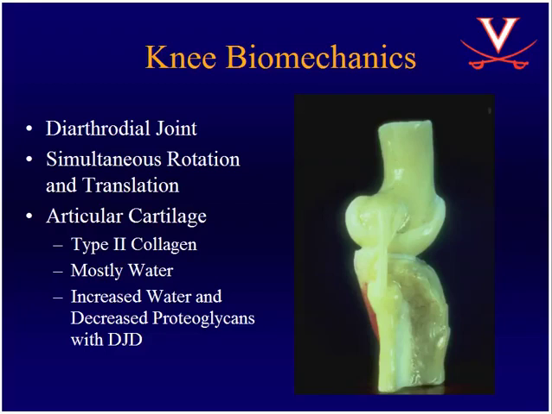So you know the knee is a diarthrodial joint. It allows both simultaneous rotation and translation, and that's why it's somewhat difficult to figure out, and that's why it's susceptible to arthritis if everything's not working correctly. It has articular cartilage, which we learned from the basic science. It involves type 2 cartilage. Type 1 cartilage is harder cartilage, like bone, B-O-N-E, one. The cartilage has mostly water, and it has increased water and decreased proteoglycans with arthritis, and that's a test question that occurs commonly, so it's important to understand what happens with arthritis.